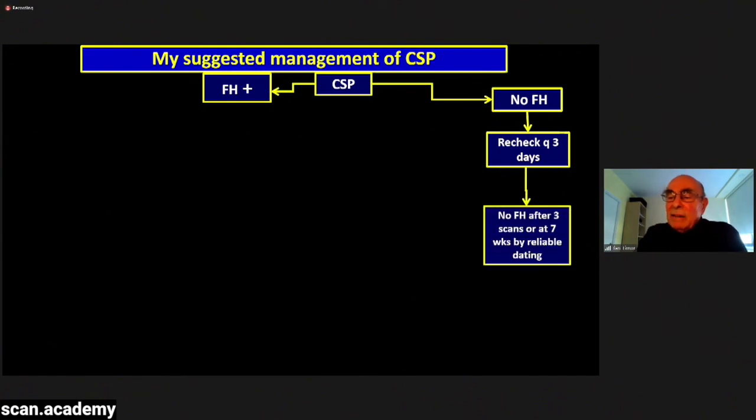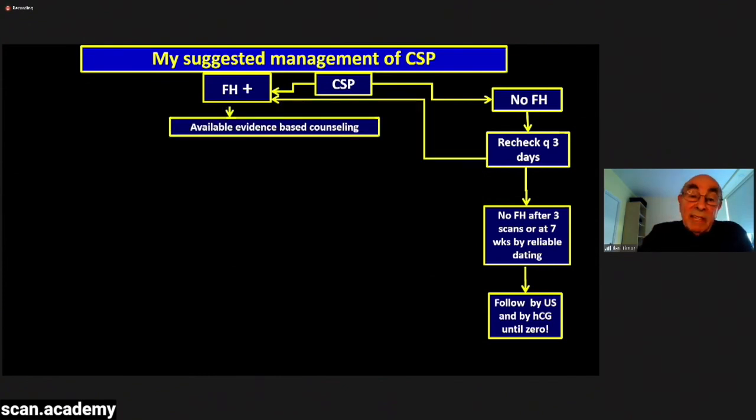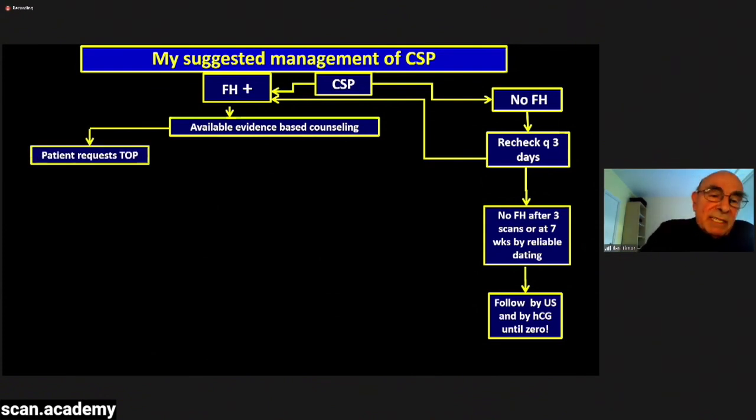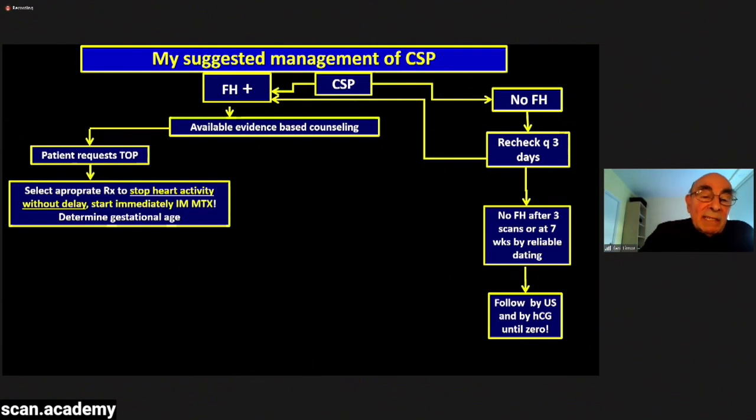If no fetal heart after 3 scans, or 7 weeks by reliable dating, you follow up by ultrasound and by HCG until it's 0. Now, if there is a heartbeat, counsel based on evidence. If the patient requests the TOP, select an appropriate treatment to stop the heart activity without delay. Start immediately. And I start with intramuscular methotrexate.